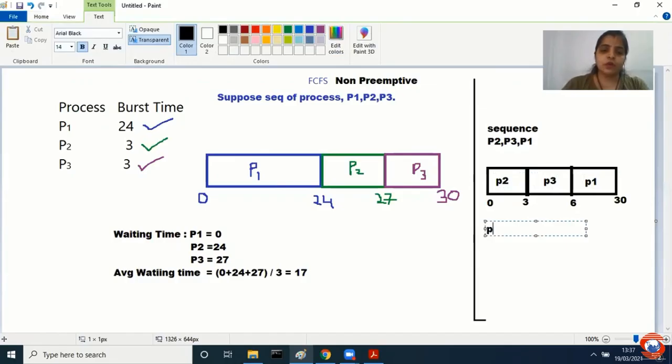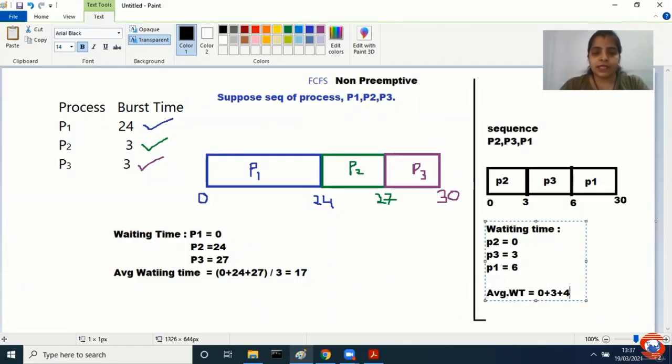क्या अब आप मुझे बता सकते हो P2 का वेटिंग टाइम क्या था? P2 का वेटिंग टाइम है 3. P1 का वेटिंग टाइम कितना होगा? सॉरी, P2 का वेटिंग टाइम इज 0. P3 का वेटिंग टाइम इज 3 एंड P1 का वेटिंग टाइम इज 6. Can I say like this, everyone? अगर अब मैं कैलकुलेट करूंगी एवरेज वेटिंग टाइम, तो ऑब्वियसली इट विल बी 0 + 3 + 6 डिवाइड बाय 3. What will be the answer? 9 divided by 3, that is 3 milliseconds.